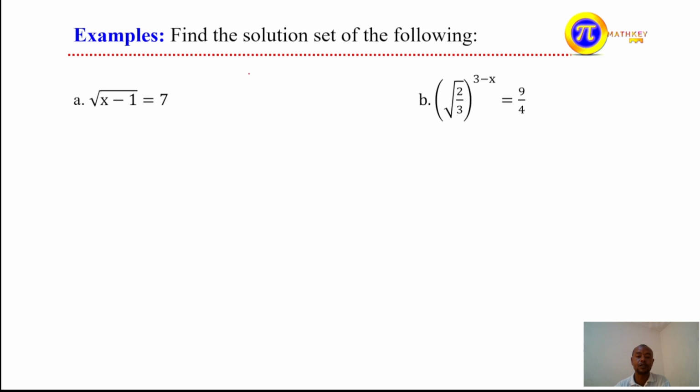Let us consider an example for this one. Find the solution set of the following equation involving radicals. If that's so, we can solve this one. The square root of x minus 1, the whole squared, both sides, equals 7 squared. Since we can take the value of x as it is within the radicals, this becomes x minus 1 is equal to 49. What is the value of x? x is equal to 49 plus 1, which is equal to 50. The value of x is 50. If it is a solution set, we put this in a set, that is 50.